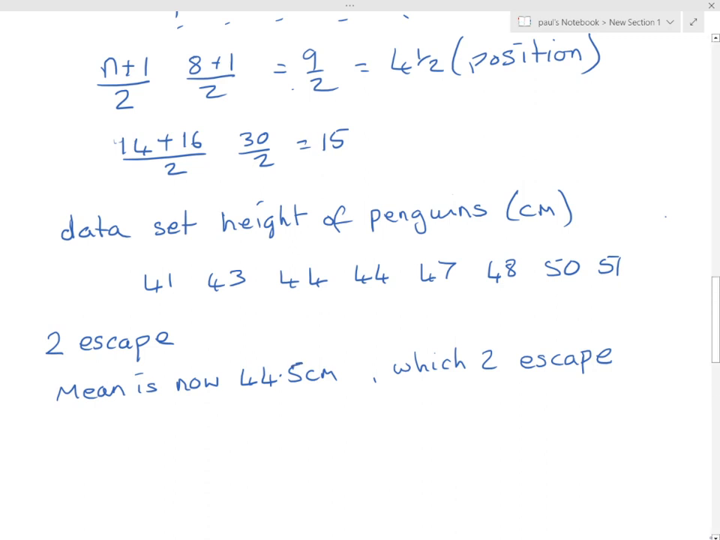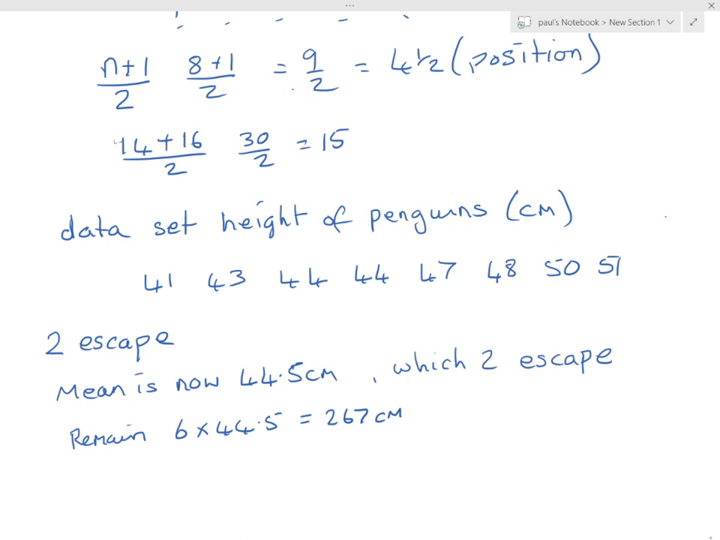Right. So if the mean is now 44.5, after 2 have escaped, there are only 1, 2, 3, 4, 5, 6 penguins left. So of the 6 that remain, the total is 6 times 44.5, which is the mean. 6 times 44.5 is 267 centimeters. Okay, so that is the total of the remaining 6.